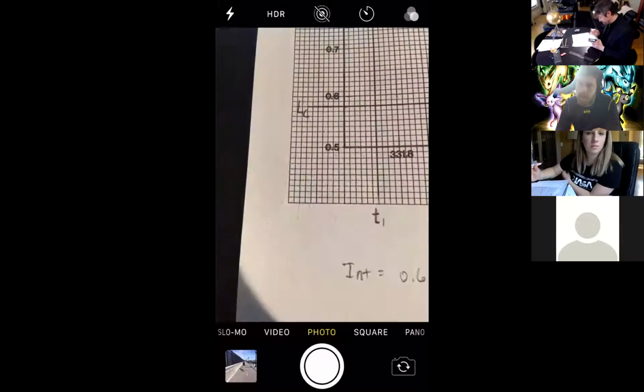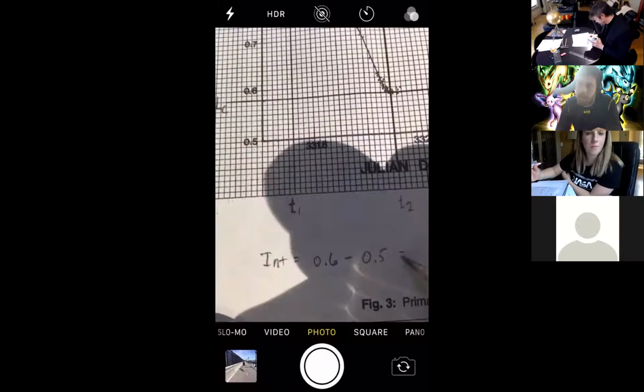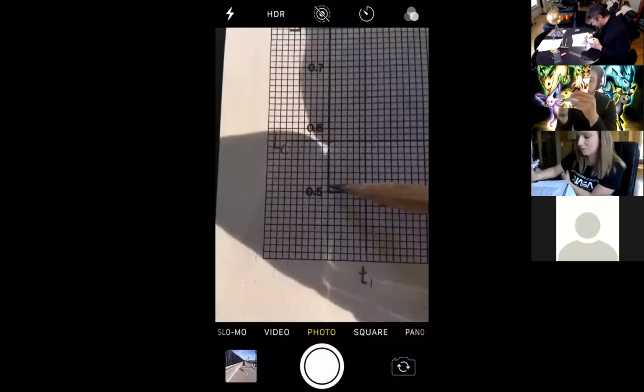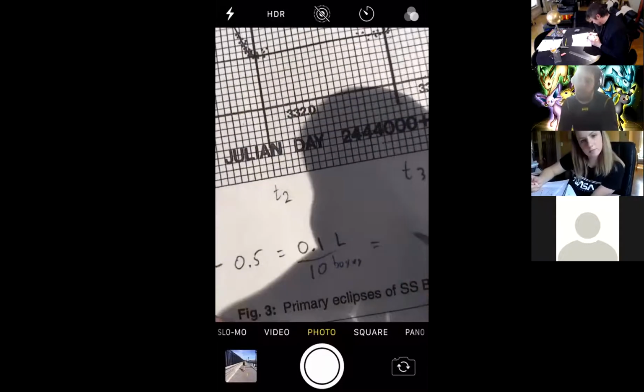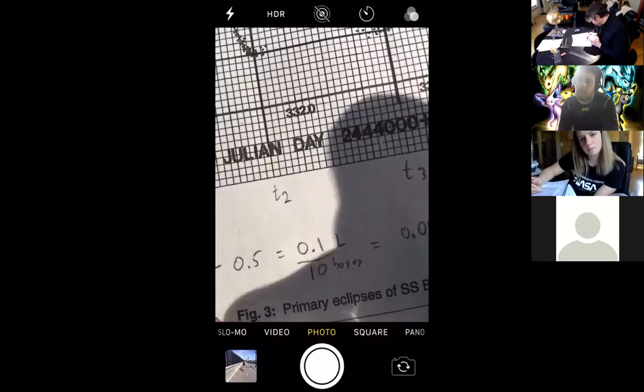What's the interval between these two big boxes? 0.1. Thank you. That's 0.1 luminosity units, right? Random luminosity units. Now, how many boxes are in between? You count the boxes. 10. Okay, so if you do 0.1 luminosity units over 10 boxes, what is each tick worth? 0.01. So 0.01 luminosity units per tick mark, right?